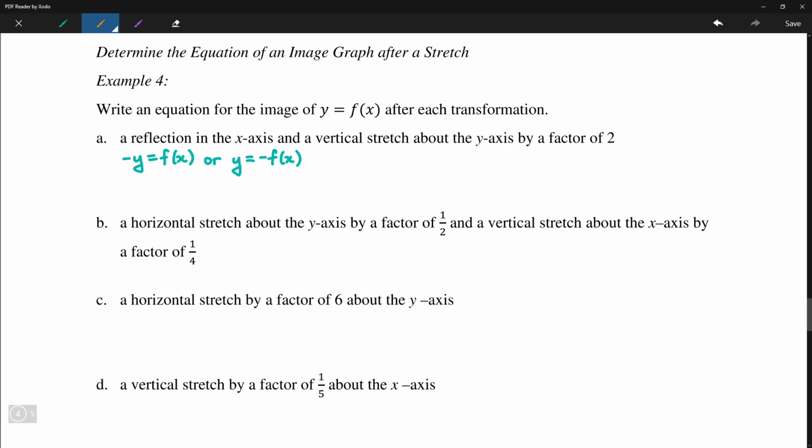Okay, and then vertical stretch by a factor of 2, that will give us y equals... well, this can also be written in two ways. y over 2 equals f of x, or y equals 2f of x. So these can be combined together, and the result would just be y equals negative 2f of x. Okay, and that's it.